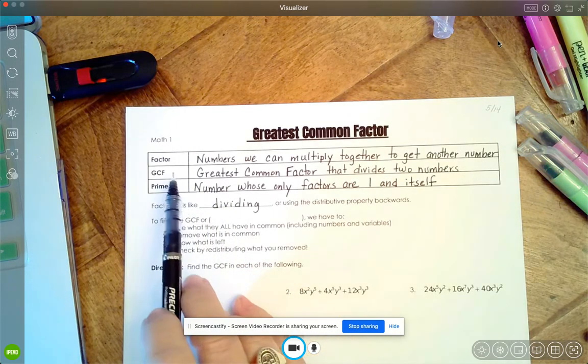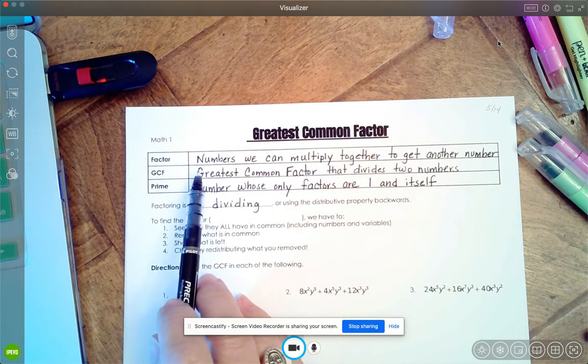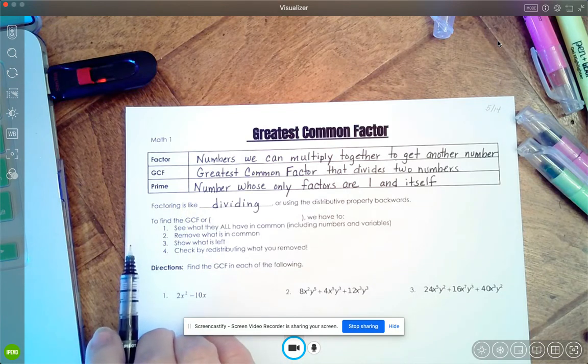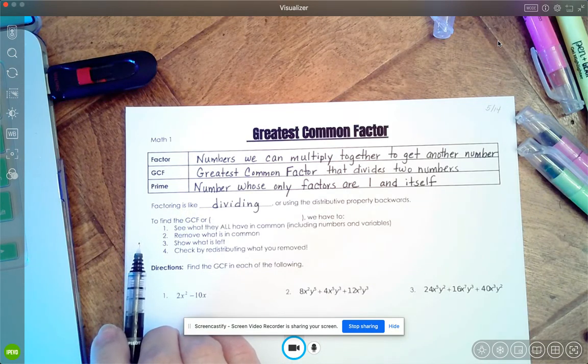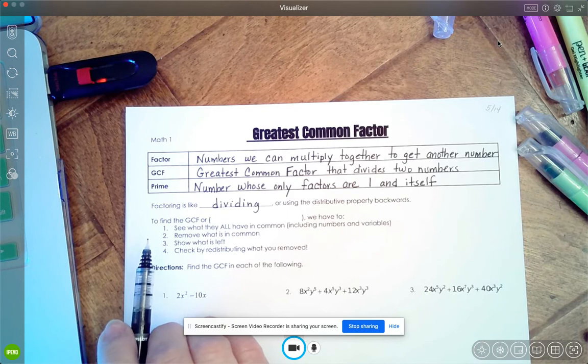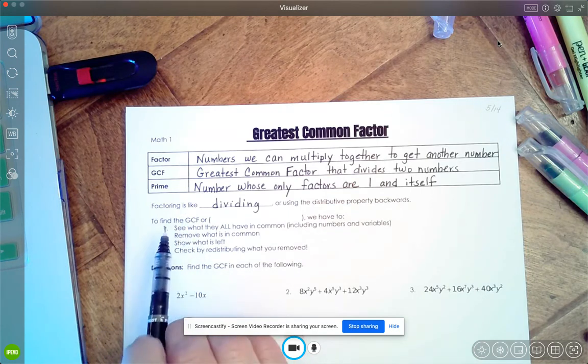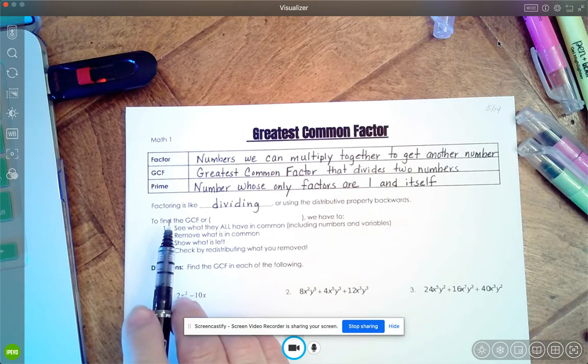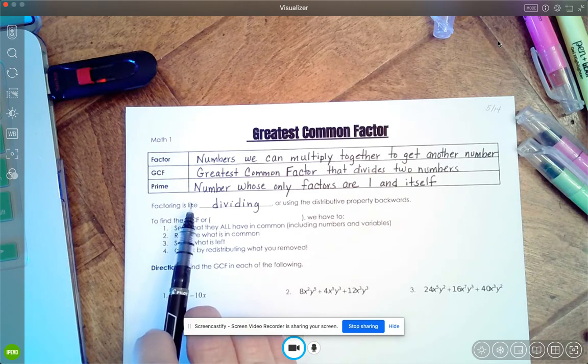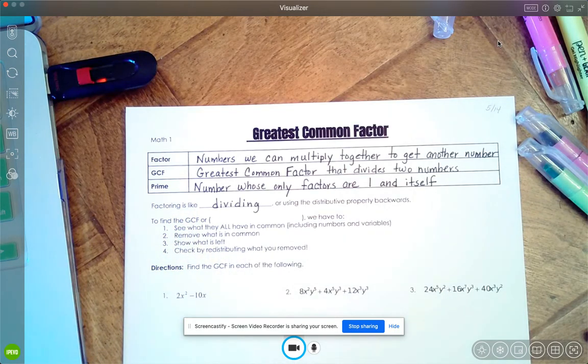So a factor is a number or numbers that we can multiply together and get another number. The GCF, or greatest common factor, is the one that divides the two numbers, and it's the largest one. And a prime number is a number whose only factors are 1 and itself. When we factor, it's like dividing or using the distributive property backwards. We're going to take something out.